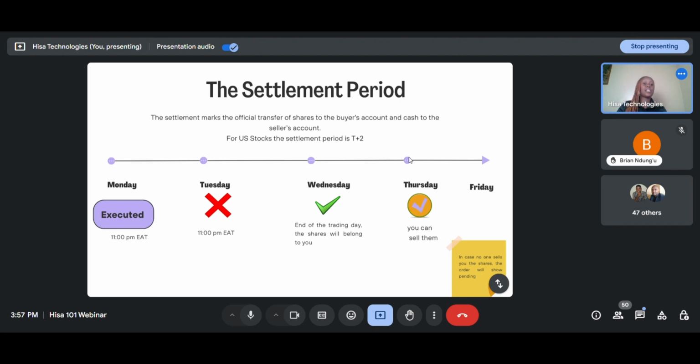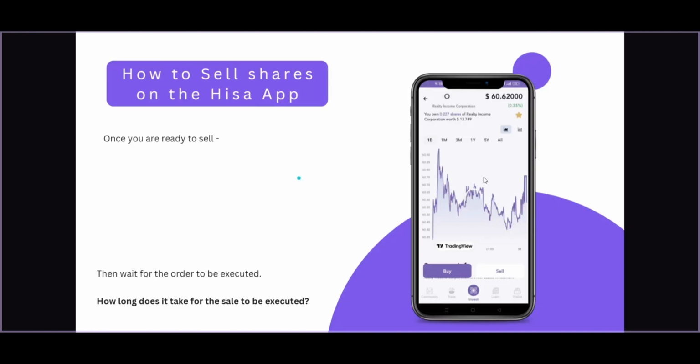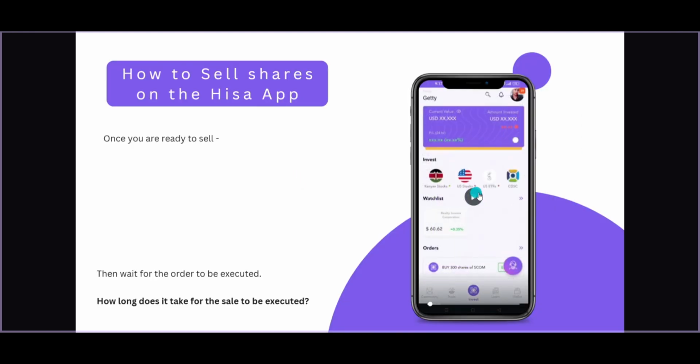So in case no one sells you the shares, the order will remain pending, and there's a list on the invest page whereby you are able to see all the orders that you have placed and whether they have been executed or not. Right. Okay. So next, how do you sell?